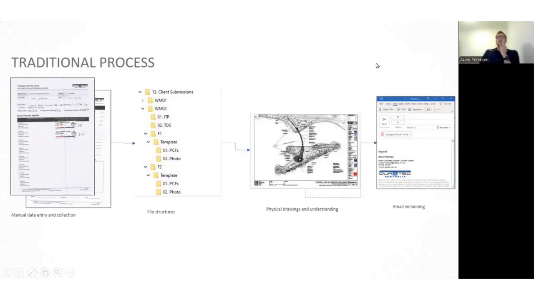And then finally, you've got endless email chains trying to coordinate between consultants, project managers, site teams, and the list goes on. On the Carillon, this traditional approach would have meant scattered information, impossible real-time collaboration, and then weeks lost in documentation, validation, and administration. We transformed this, which I'll walk you through now.